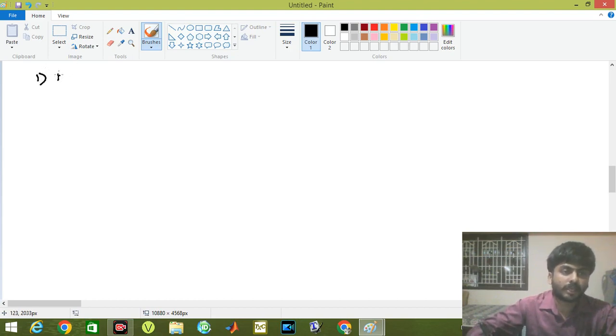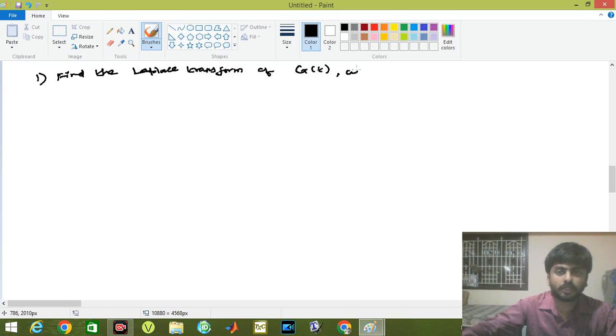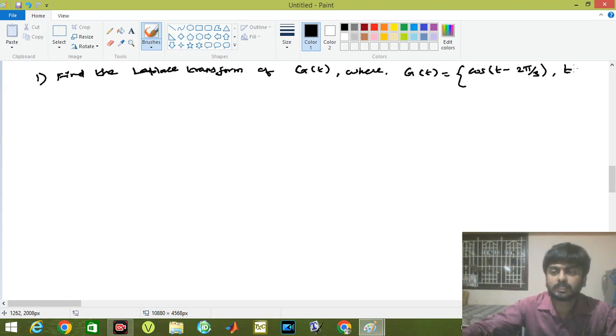Consider a problem on the second shifting theorem. Find the Laplace transform of g of t, where g of t equals cos of (t minus 2 pi by 3) for t greater than a, that is t greater than 2 pi by 3, and 0 for t less than a, that is t less than 2 pi by 3. What is a here? 2 pi by 3 is a here.